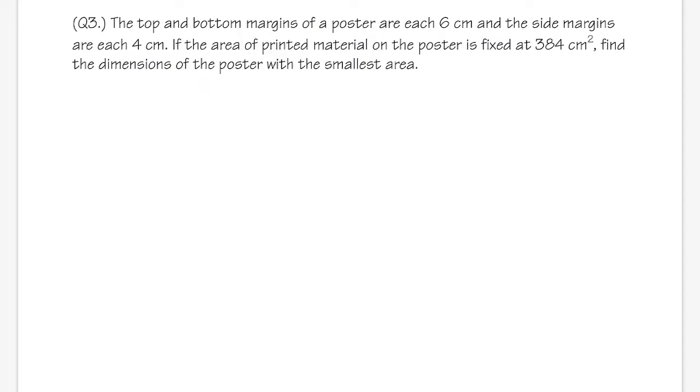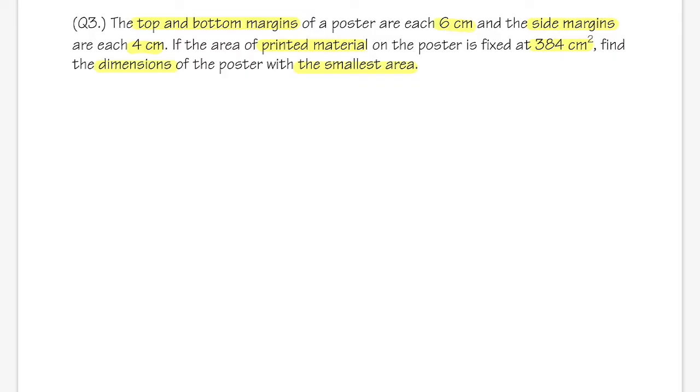Okay, number 3. First, it tells us that we want the top and bottom margins of a poster to be 6 centimeters each, and the side margins are 4 centimeters each. And of course, the poster is in the shape of a rectangle in this case. And it says that the area of the printed material is fixed to be 384 centimeters squared. We are going to find the dimensions of the poster that will give us the smallest area.